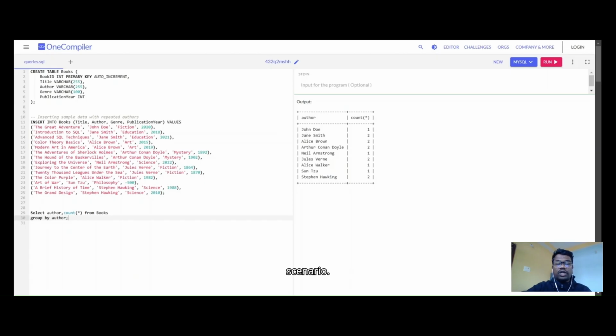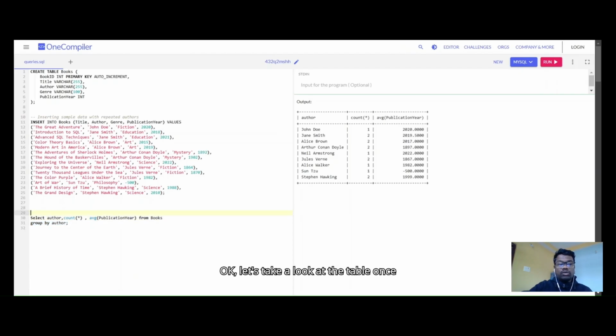Let's take one more scenario. Let's say Mrs. Harper wants to get the average publication year for each author. For getting the average publication year of each author, we can add one more column, the average of the publication year. And then we group by the author. Let's try to run this. All right, so we are getting the average publication year of each author now.